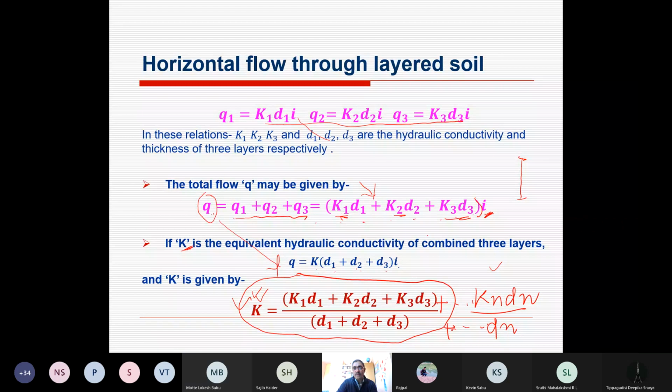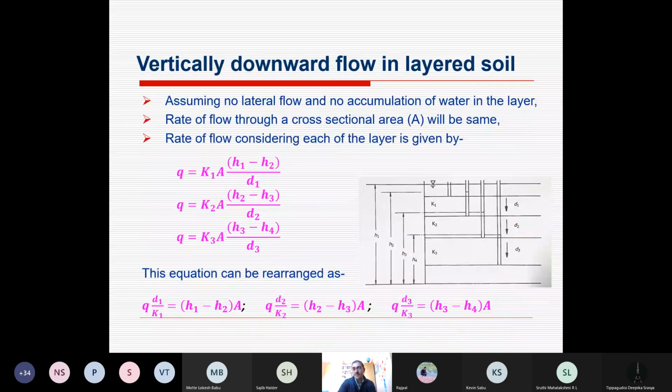Yes, sir. Okay. Now, this was the case of horizontal flow. What about the vertical condition? We have vertical downward flow for the same three layer system. For example, we have taken D1, D2 and D3. Here we are assuming that water is supplied from one side and goes to the other side. Now it's a case of vertical downward flow in a layered soil system.